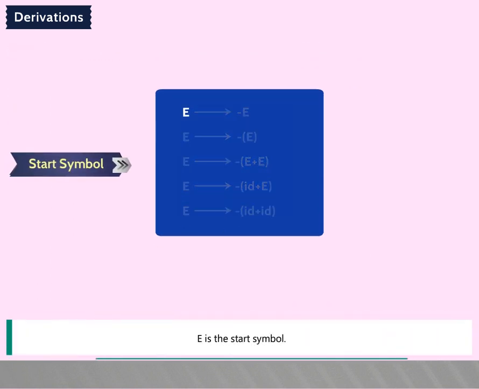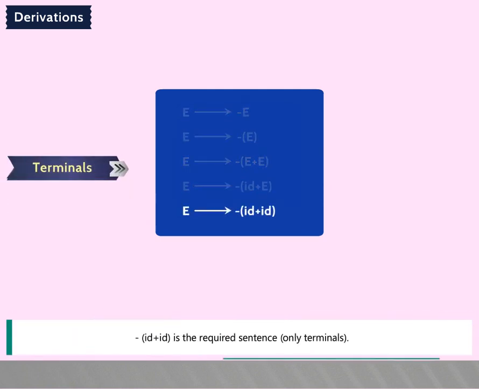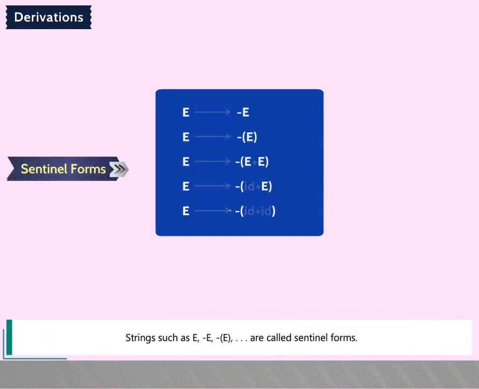E is the start symbol. Minus of ID plus ID is the required sentence, that is, only terminals. Strings such as E, minus of E are called sentential forms.